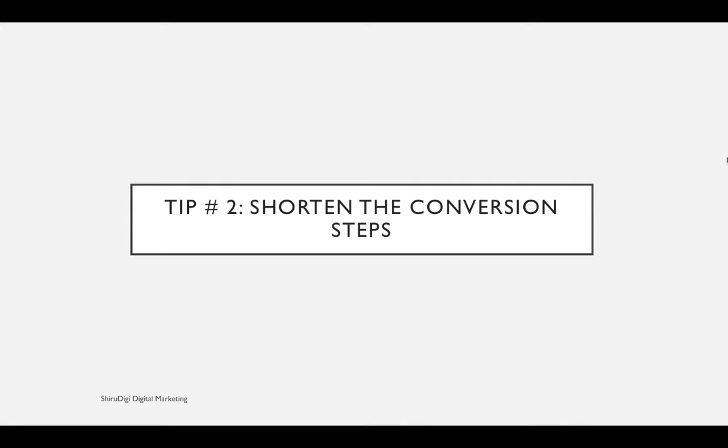Tip number 2 is shorten the conversion steps. So, for example, if you're an e-commerce website and you have 5 steps from the checkout basket up until actually paying, try to see if you can shorten the number of steps to maybe 3 or 4 pages rather than 5 or 6. What that does is essentially reduces the amount of drop offs or bounce rates that you'll see at each stage, leading to more people actually making it to the payment page and actually ending up converting.